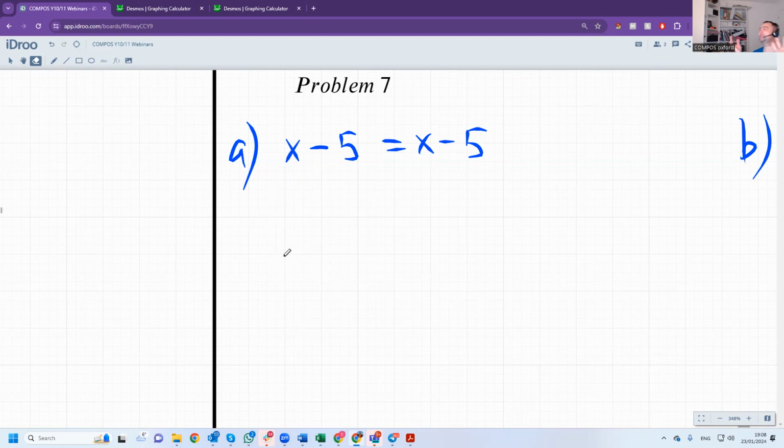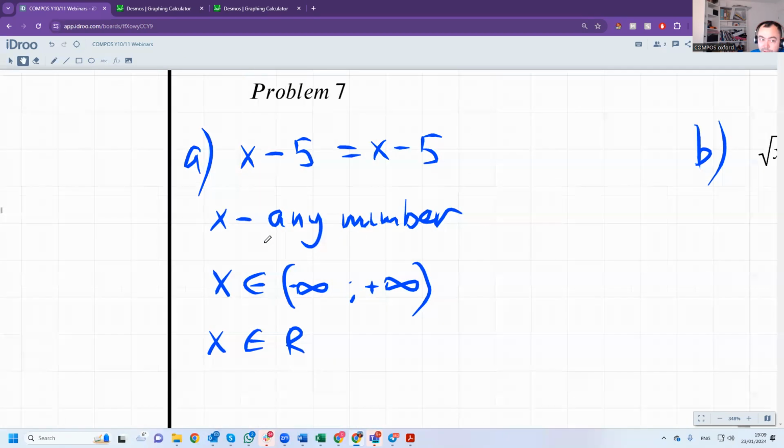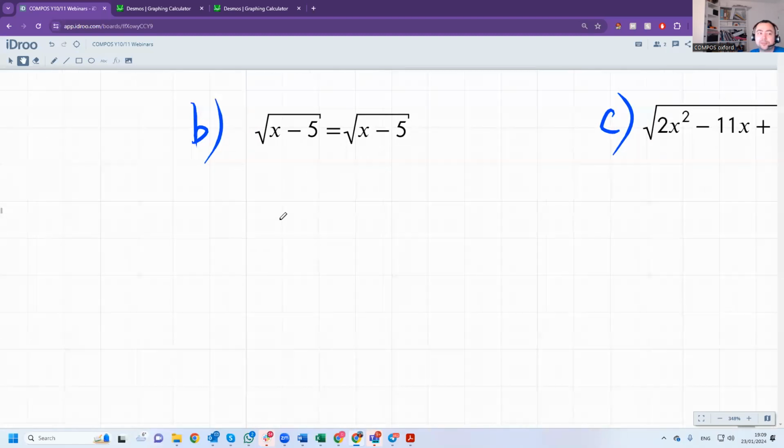well, I don't know about you, but when I was your age, I found this incredibly difficult to understand, to comprehend. Like, how do we do that? So the solution is that x is any number. We could also write x belongs to the set from minus infinity to plus infinity, or we can say x is any real number. Anyway, the solution of this equation is any number, because any number works. What about this one?